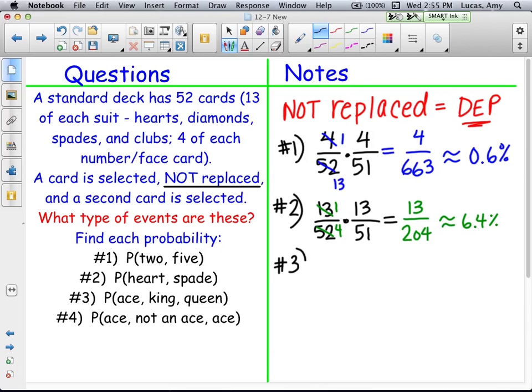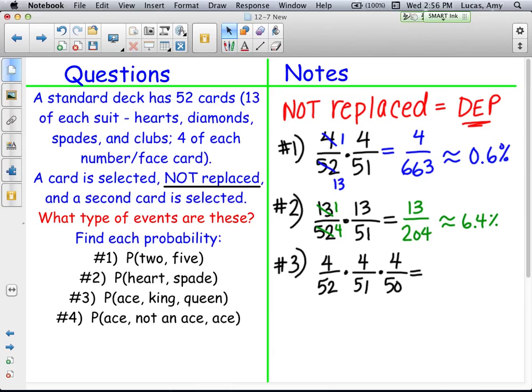Next one, number 3. Ace, king, queen. All right. There are 4 aces out of 52 cards. Then my second card, I want a king. There are 4 kings, but my denominator goes down to 51 again because I didn't put the ace back in. Then there are 4 queens, and my denominator has to go down again to 50 out of 50 cards. Reducing my fractions, the first one, if I divide by 4, I get 1 and 13. The last one, if I divide by 2, I get 2 and 25.